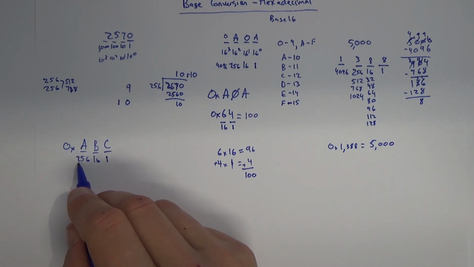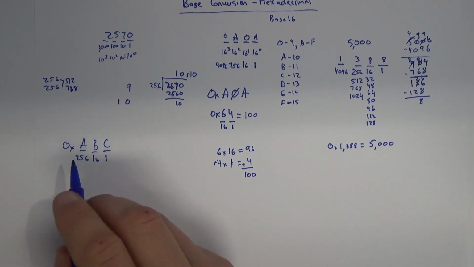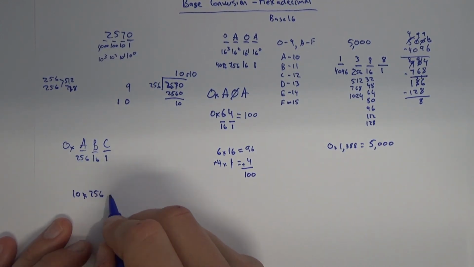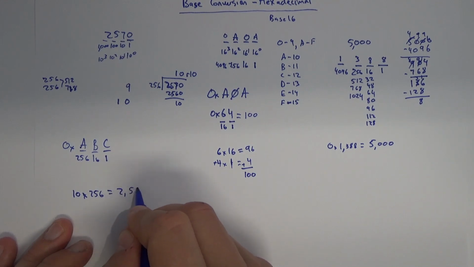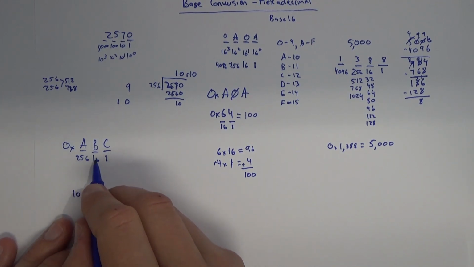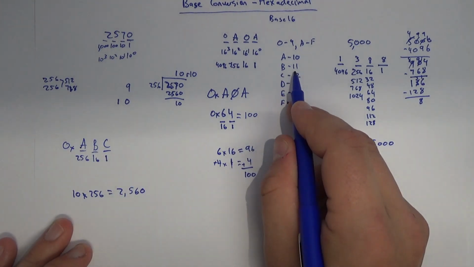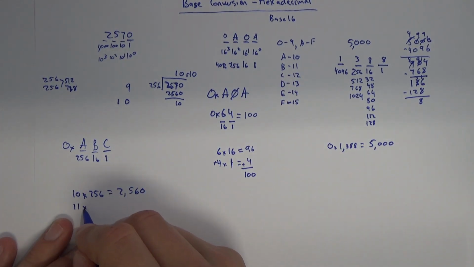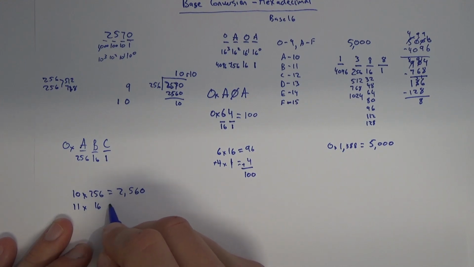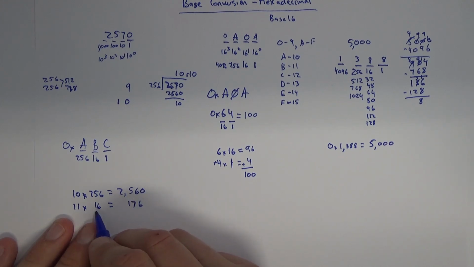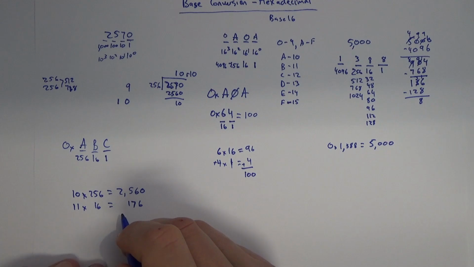All right. Now, because I like working from large numbers to small numbers, I'm going to start over here. So the A represents 10 times the place value, 256, which is going to be 2,560. The next one, B, is representing 11. Remember that B represents the decimal number 11. We're going to multiply that by the place value 16, and that's going to be 176, I believe. 10 times 16 is 160, plus another 16 is 176.